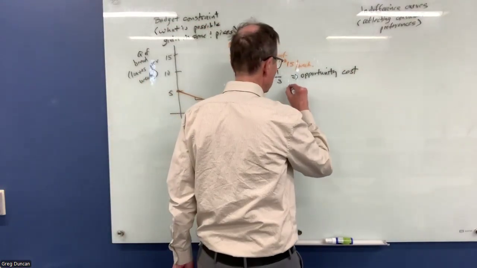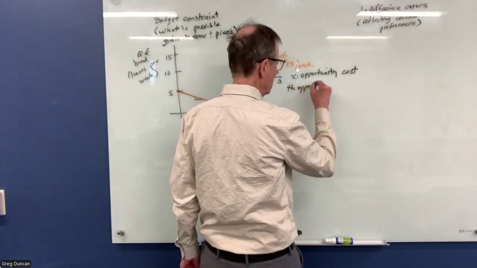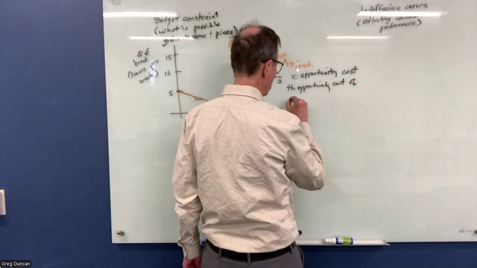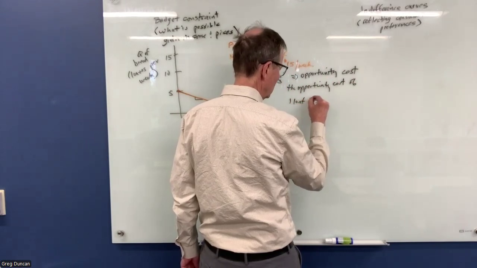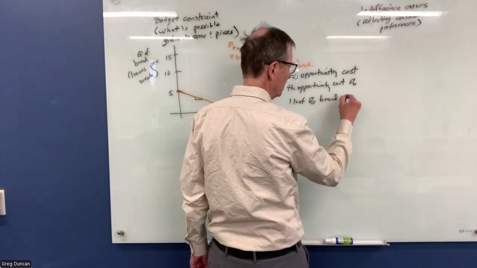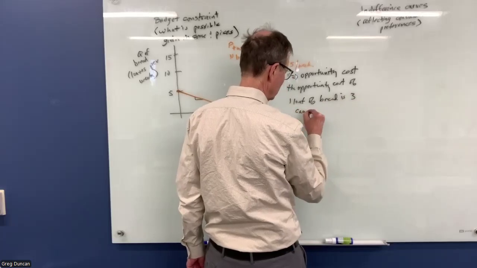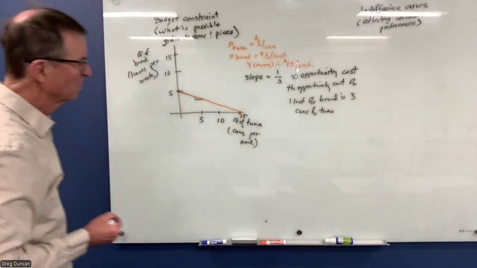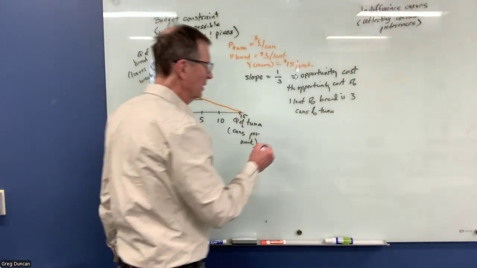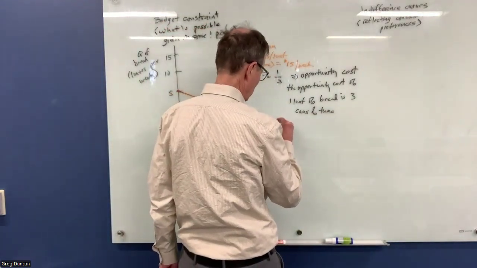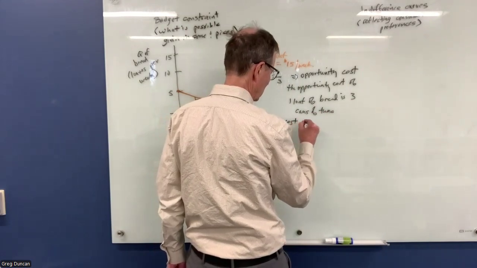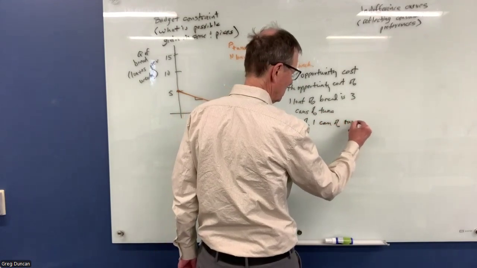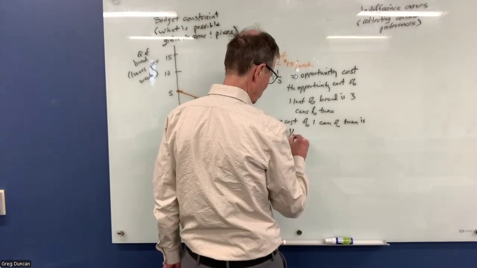A concept near and dear to economists. The opportunity cost of 1 loaf of bread is 3 cans of tuna. You could also say it's $3. And then the opportunity cost, let's say op cost, of 1 can of tuna is 1/3 of a loaf of bread.